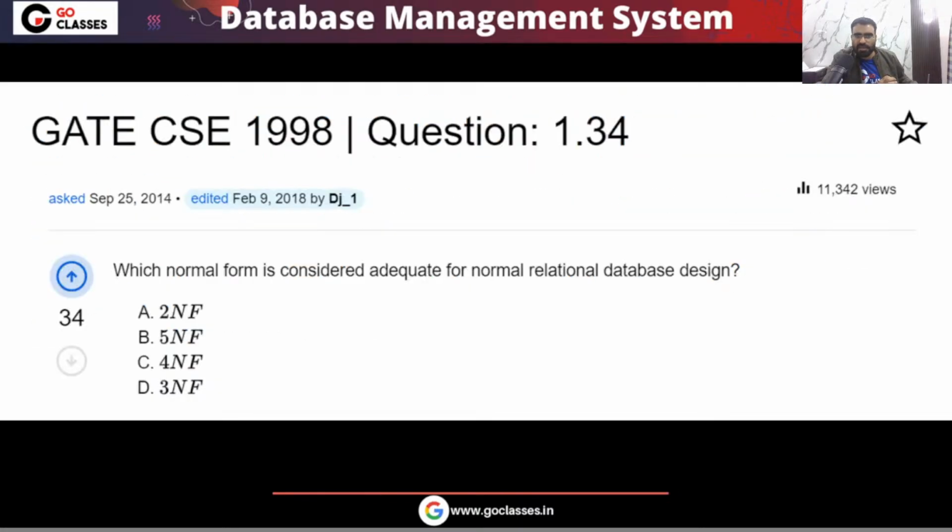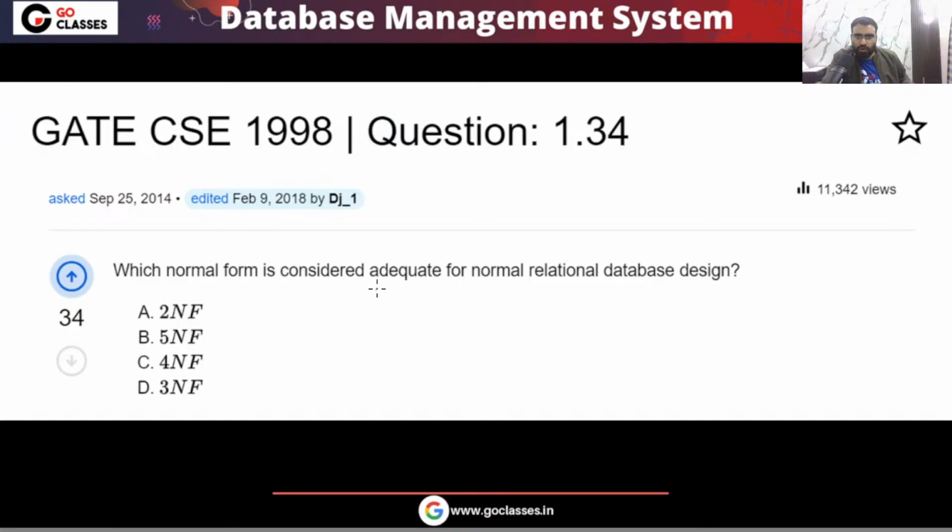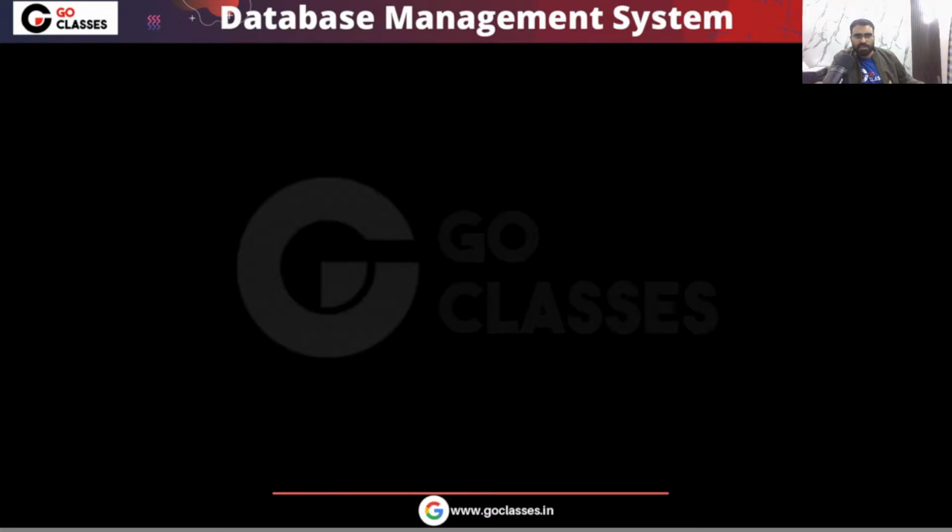Okay, is this clear? This is a GATE 1998 question. Which normal form is considered adequate? Which normal form is considered to be adequate? So the answer will be 3NF. 3NF is considered to be adequate. Okay, so that's it. This is your chapter.